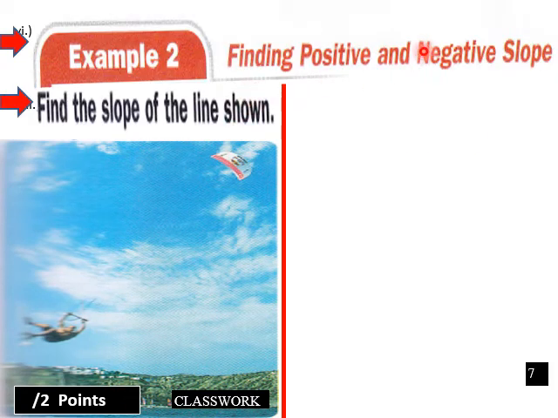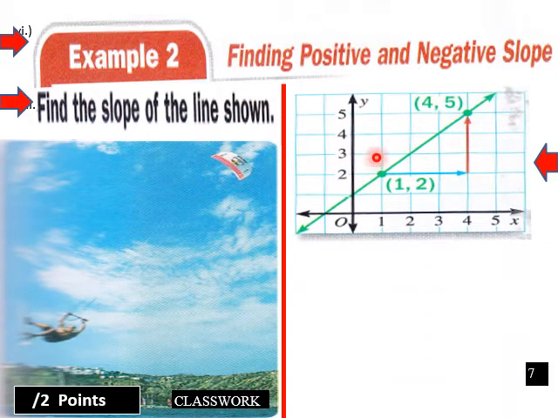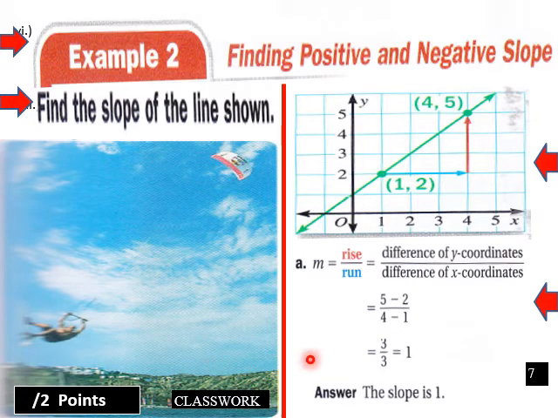Okay, finding positive and negative slope. Find the slope of the line shown. We have the situation here. So how do we find the slope of this line? Rise over run, difference of y over difference of x. So we have 5 minus 2 over 4 minus 1. We get 3 over 3. The slope is 1 here.